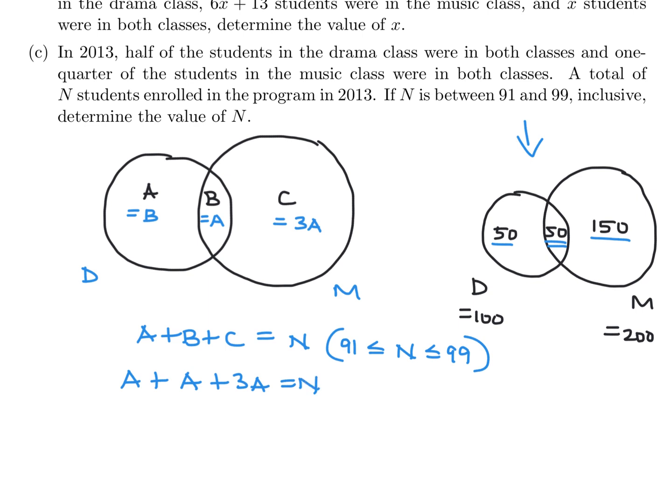So there we go. So this would be 5A is N. So that basically means that N is a multiple of 5. And the only multiple of 5 in that range, you tell me, is N equals 95. That's it. No other number in that range would be a multiple of 5 except 95.